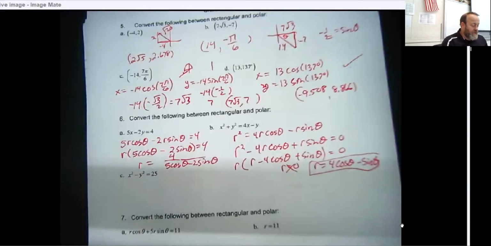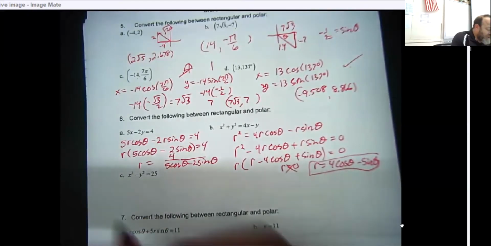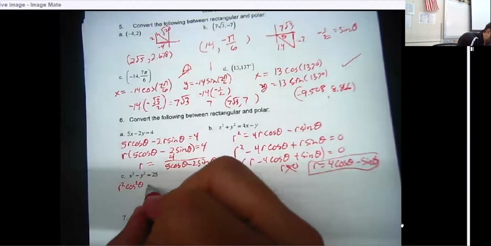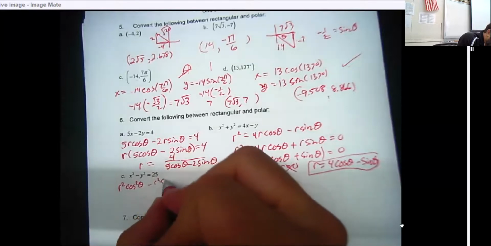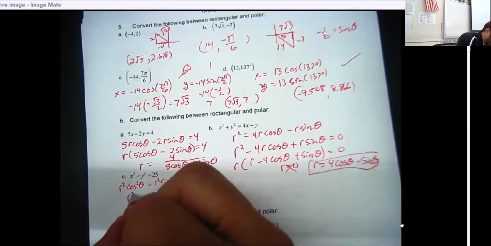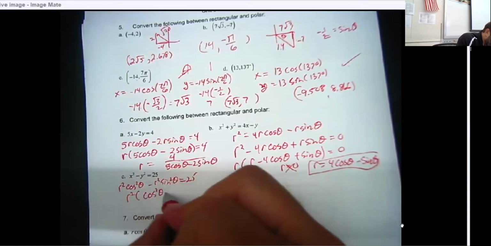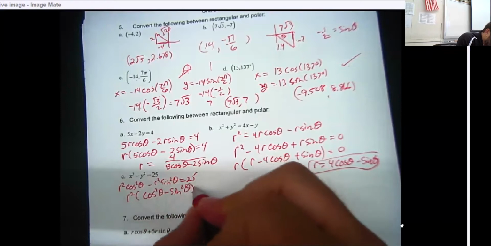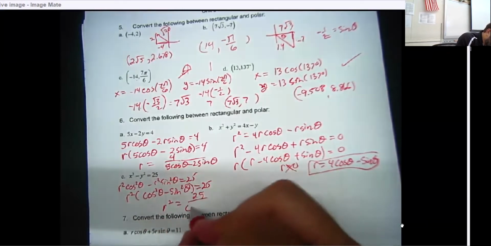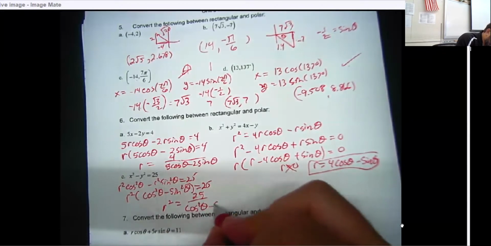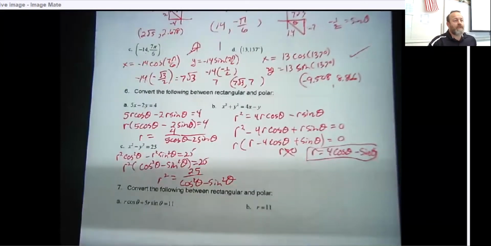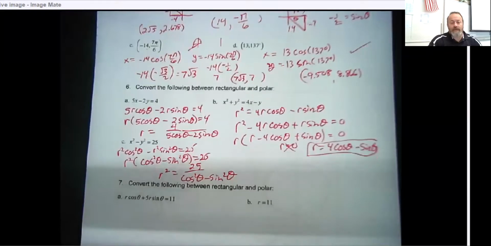And last but not least, this one is, x squared would be r squared cosine squared theta. Y squared would be r squared sine squared theta. Now in this case, I'm going to factor out an r squared, and I got cosine squared minus sine squared. And I don't think we've ever done one of these in class like this, but if I divide, I'm actually kind of done right now. And this may feel awkward to you, but I kind of have r isolated. And so that is the end of that particular problem.